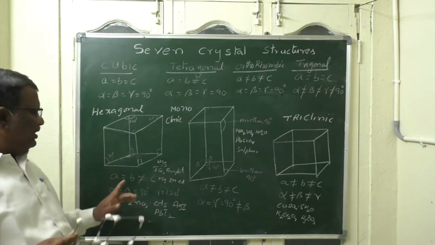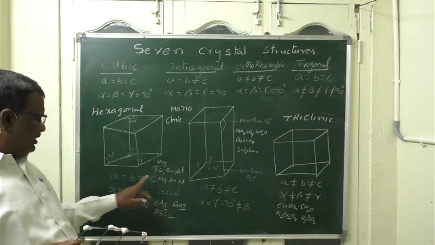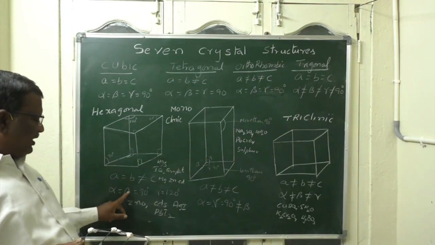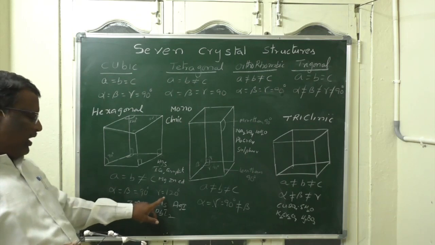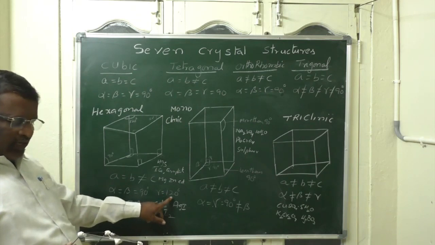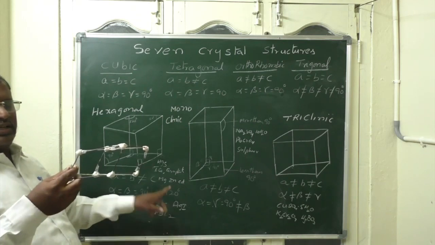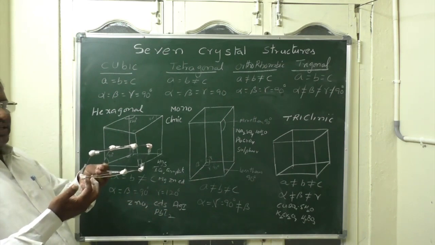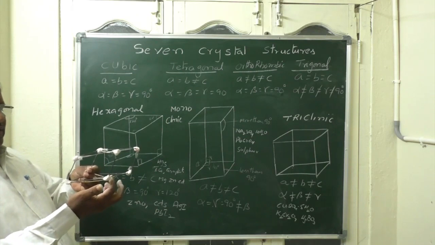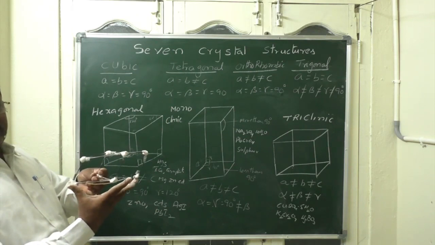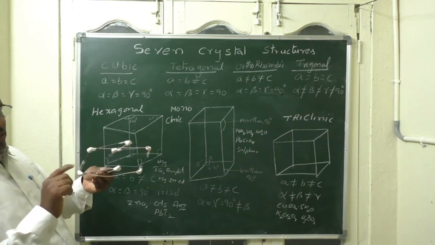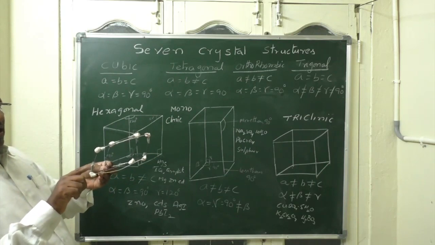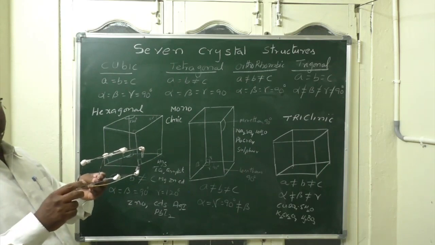A is equal to B but not equal to C. Alpha is equal to beta, equal to 90 degrees, and gamma is 120 degrees, and this is the structure. This is the gamma base angle. This is 120 degrees, sorry, this is 120 degrees and opposite sides are 60 degrees, whereas here alpha and beta angles are 90 degrees.